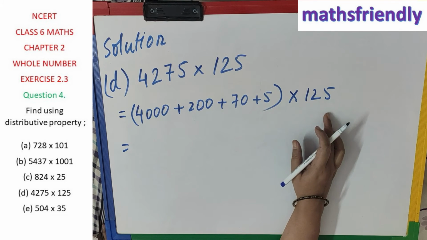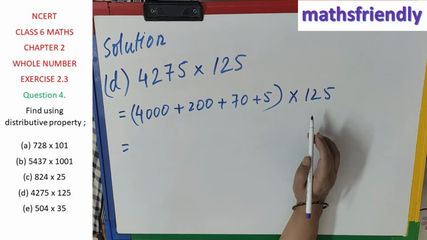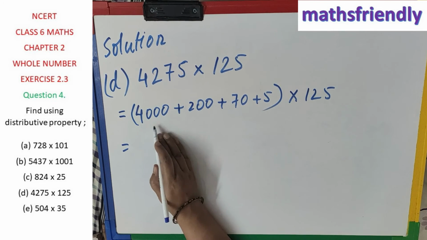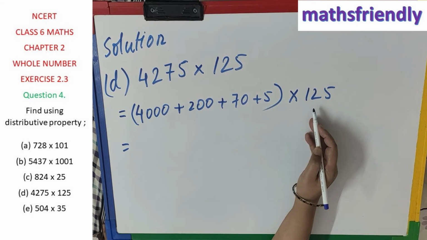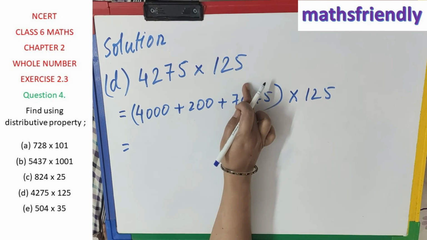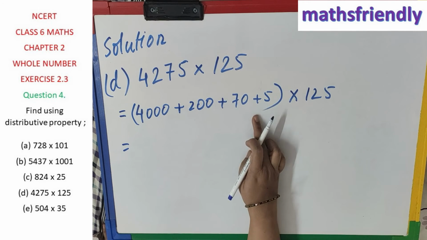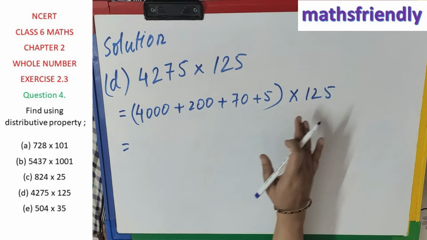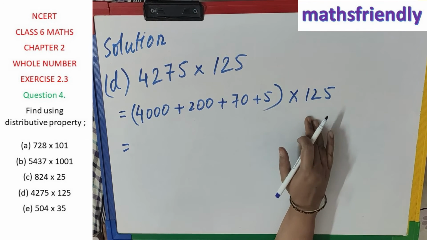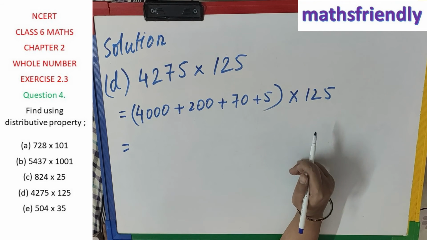Okay, so we have used the distributive property. This is known as the distributive property. Now what we will do, we have to multiply each of these numbers by 125, because this has to be multiplied with 125. So as we have written this number as a sum of these four numbers, these four numbers will be multiplied to 125. But now this multiplication has become easy and the solution will become easy.